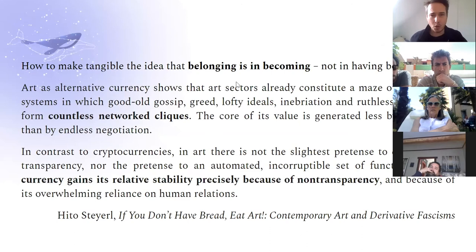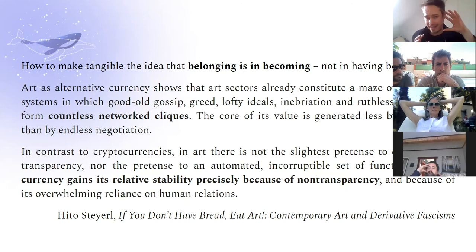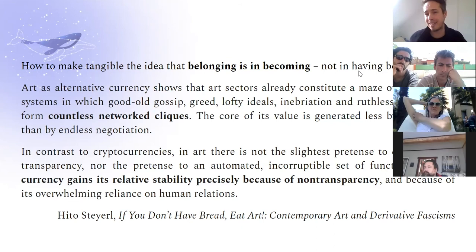The second quote is from Hito Steyerl, and there you can see this game of capture and exposure embodied in a given image of thought of the art world itself, which I think is important for the discussion we're going to have later on about the modes of funding or new ecologies of funding for the arts. It's good to have an image of thought of what the art world is, the really existing art world, so that we can imagine other configurations for it. So she says, how to make tangible the idea that belonging is in becoming, not in having been. She takes that specific formulation from Brian Massumi.